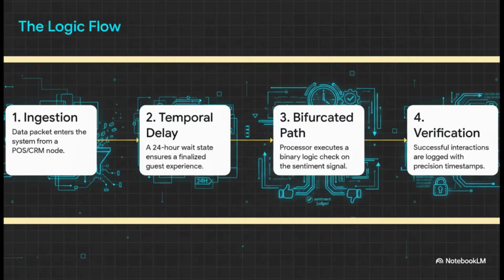First up is ingestion. That's just the data entering the system. Then comes a pretty strategic temporal delay. We're usually talking 24 hours to make sure the customer experience is totally complete before we ask for feedback. The third stage, and this is the most critical, is the bifurcated path. This is where that logic processor checks the sentiment and chooses which road to take. And finally, verification, which just logs the whole interaction with a precise timestamp, closing the loop.